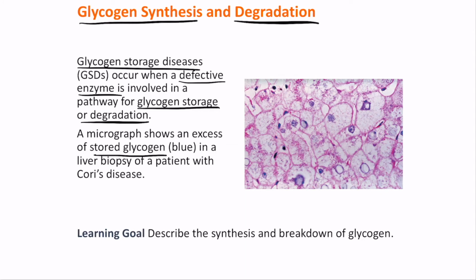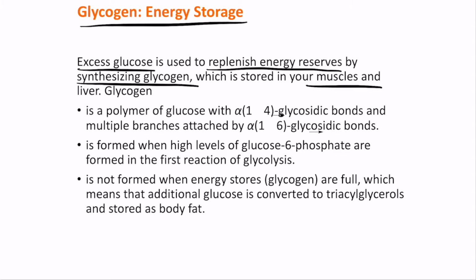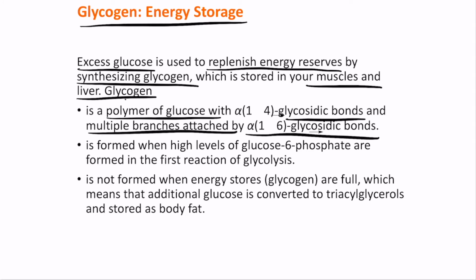The goal here is to understand the synthesis and breakdown of glycogen. So what is glycogen? Whenever you have excess glucose in your blood, it is generally used to replenish the energy reserves by synthesizing glycogen, which is then stored in your muscles and liver. Glycogen is a polymer of glucose with 1,4 glycosidic bonds and multiple branches attached by alpha-1,6 glycosidic bonds. It is generally formed when you have high levels of glucose 6-phosphate from the first reaction of glycolysis.